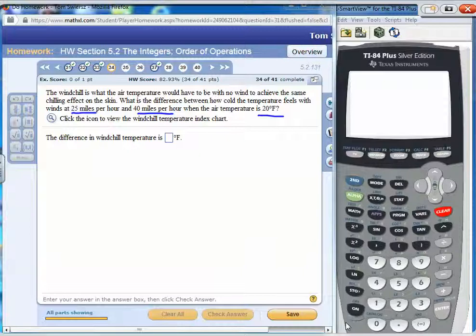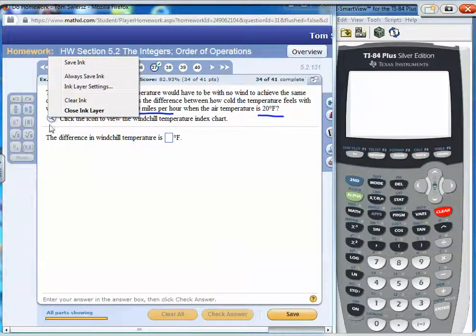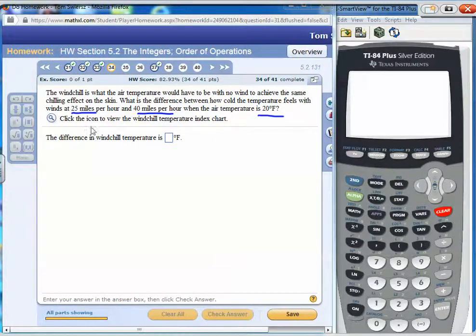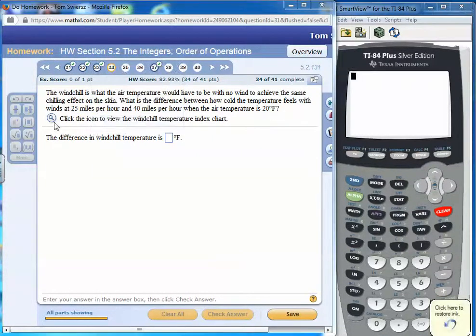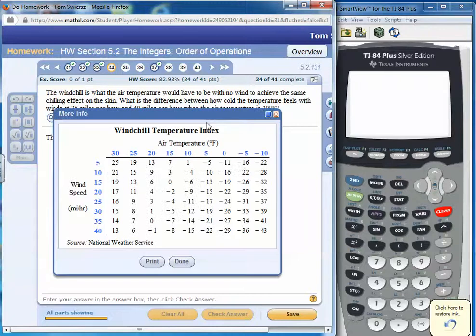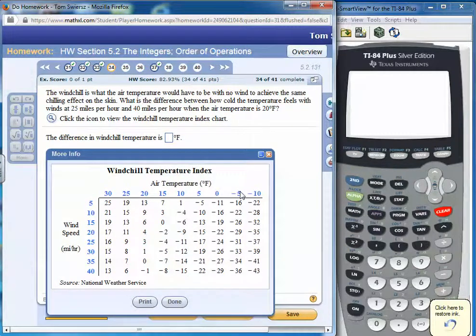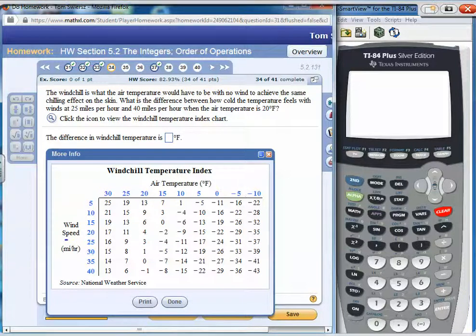Okay? So let's go ahead and click on the icon to get the temperature. Now, what does it say? The wind speed here is 25 and 40, and the temperature is 20. So the temperature is 20. Okay, what is the difference?